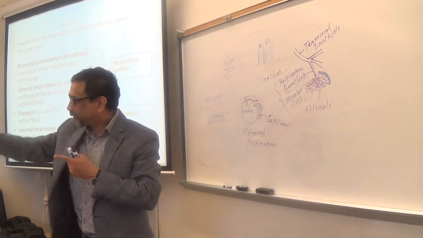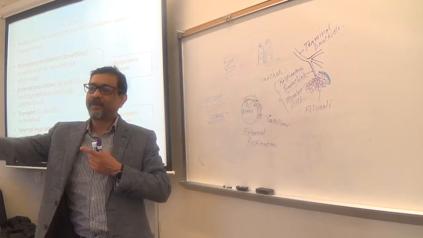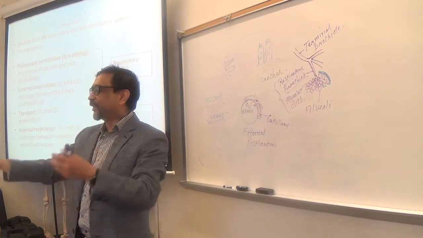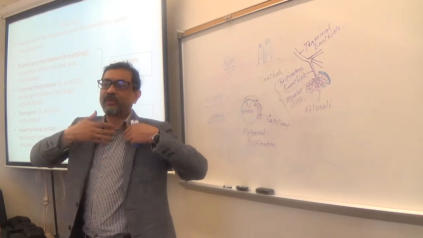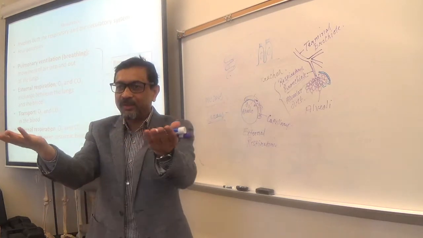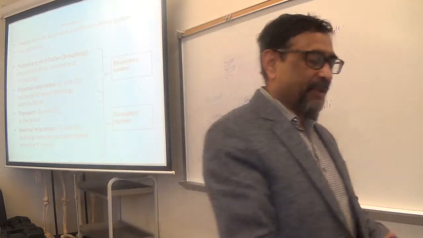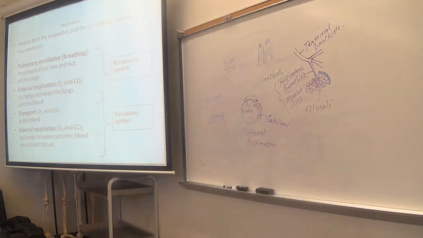Blood gives oxygen to the tissue. Tissue gives what? Carbon dioxide to the blood. Okay? That carbon dioxide blood transports to the lung and we expel out. Is it clear? So that is transportation part.